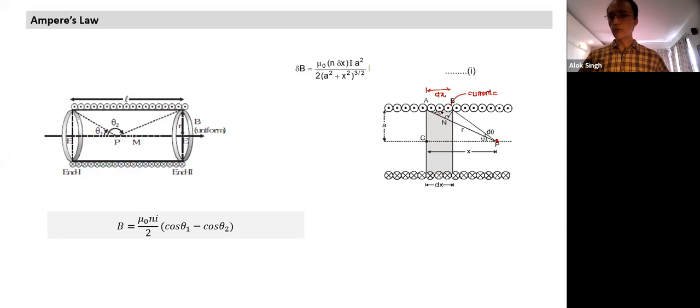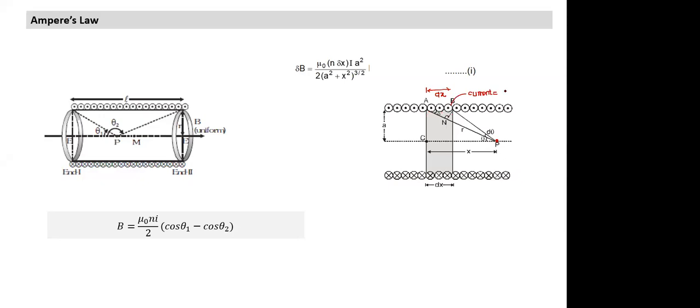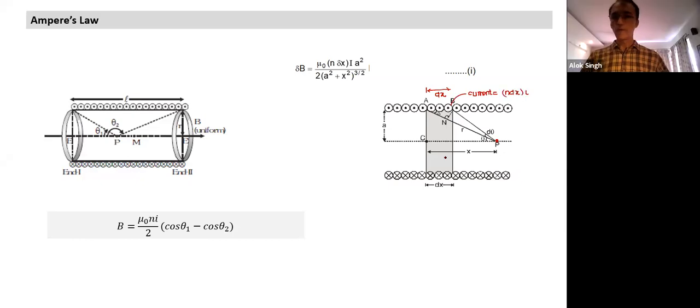Number of loops passing through length dx. How many lengths? N into dx into I. That's the current. So what I can do to calculate here, this derivation is not necessary, but some of you who are interested can try it. To calculate this field also, I will divide the whole solenoid into several small pieces of length dx. Over length dx, this is the current I.